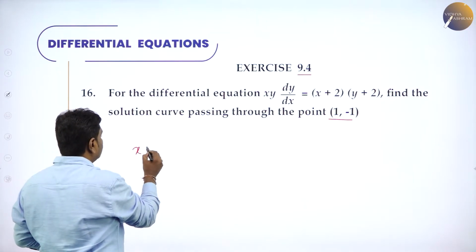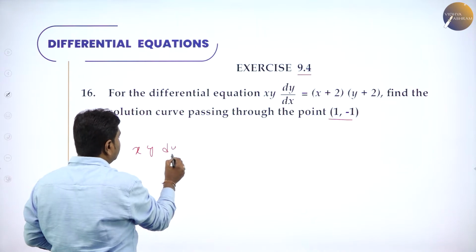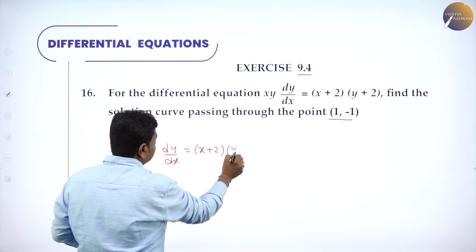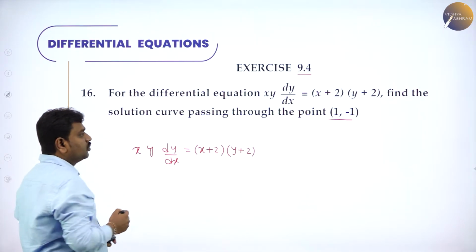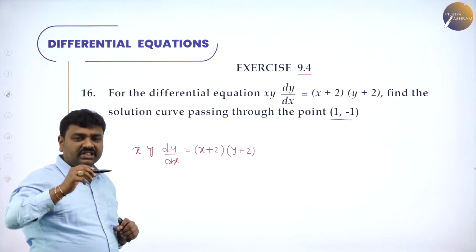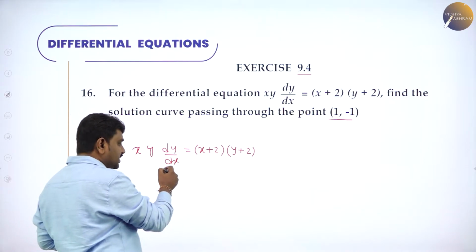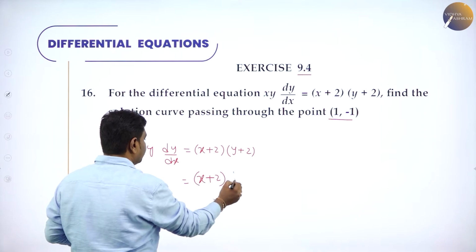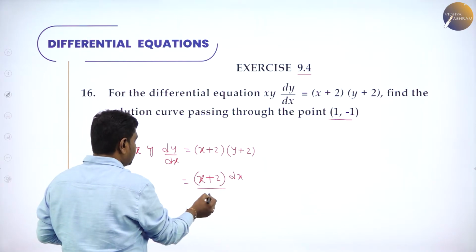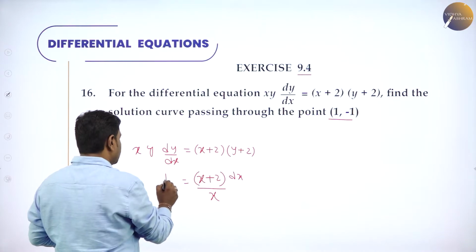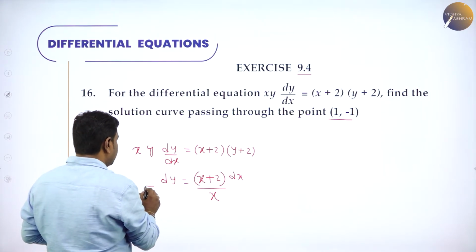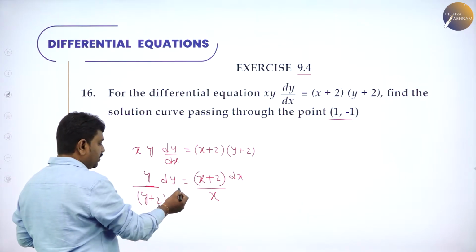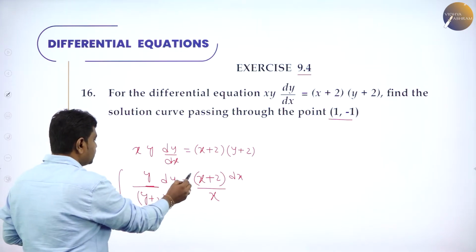So they gave x into y into dy by dx is equal to (x plus 2) into (y plus 2). Please understand, we have to do separation of variables. I taught you the rule: dx should not be in the denominator, transfer it to the RHS. So (x plus 2) into dx, and this x you bring to the LHS, it becomes divided by x, and y plus 2 should be with dy. So dy divided by y plus 2, and already we have y here, y divided by y plus 2 into dy. Now integrate both sides.